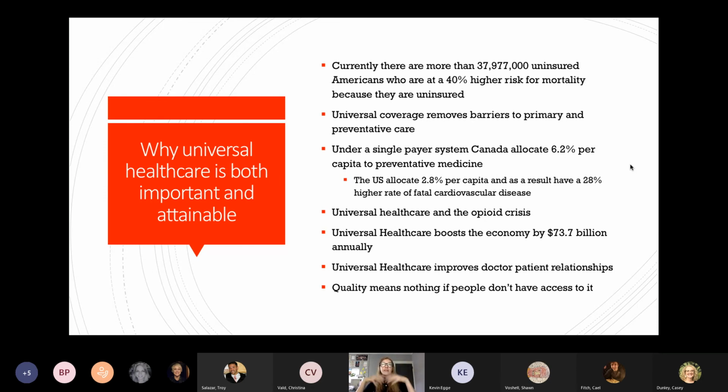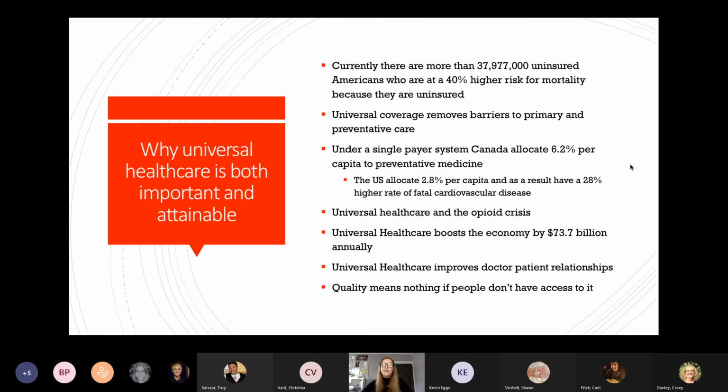And what happens is these systems get overwhelmed with people who either don't need to be there, but they don't think they have any other option, or they're going there for an issue that could have been treated with primary care, but it's already too late. So primary care helps catch things early, helps treat things early, and raises national health by a very significant amount.